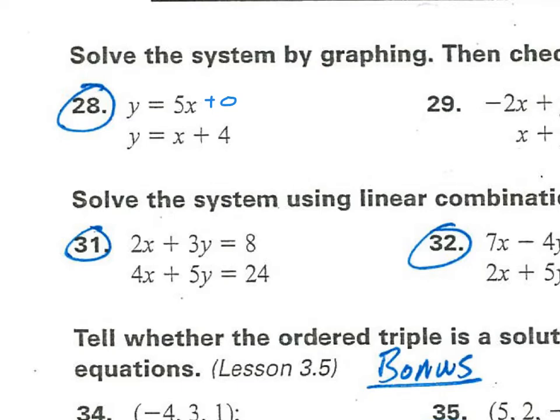So plot the b first, and then your slope, up or down. Remember, that's a 1 over 1 right there. And where the two lines cross, what are the x, y coordinates?